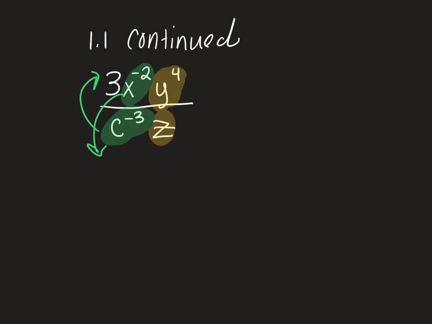So then when we write that, we're going to have 3, and then our c is going to come up and change to positive. So you bring it to the opposite side of the fraction and you drop the negative. And then the y to the 4th stayed where it was. And then on the bottom, we're bringing the x down, making our 2 positive, and then the z stays where it is.